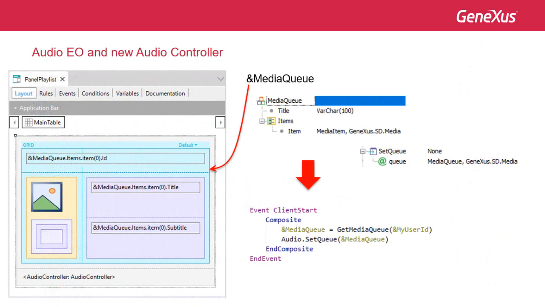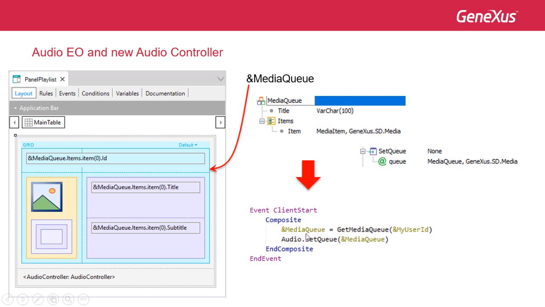If we go back to our example, when we will only allow the possibility of playing the queue with the player, then it will suffice with programming the client start event as shown. Here we see that we are using a data provider, getMediaQueue, passing it the user ID. What this data provider is going to do is search in this table of users, it'll filter by the user it receives by parameter, the songs corresponding to that user.